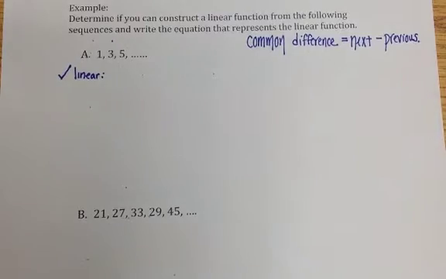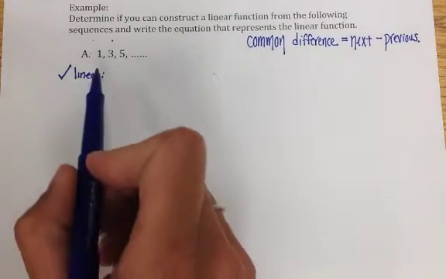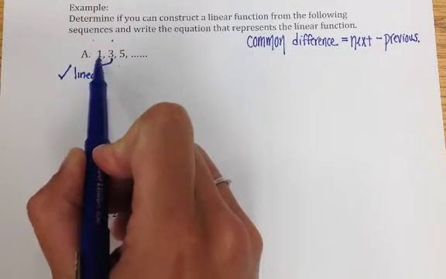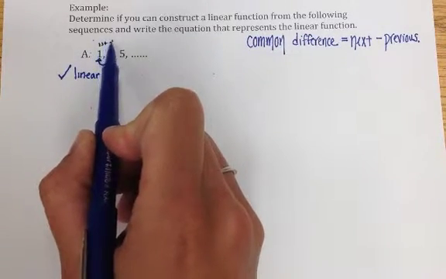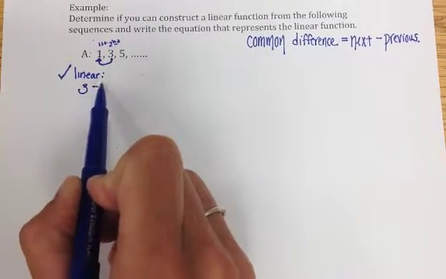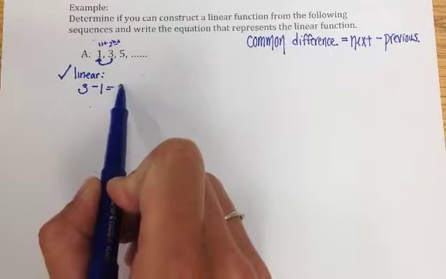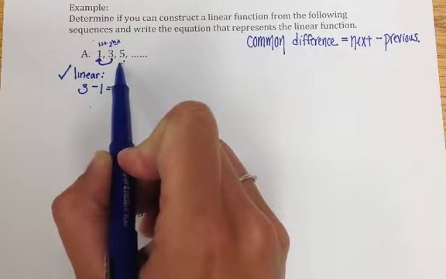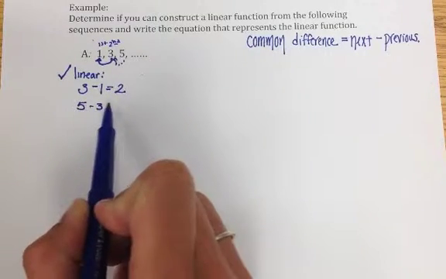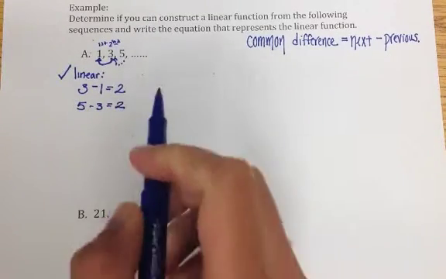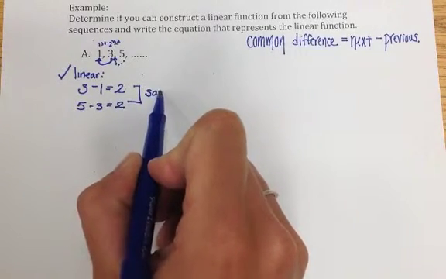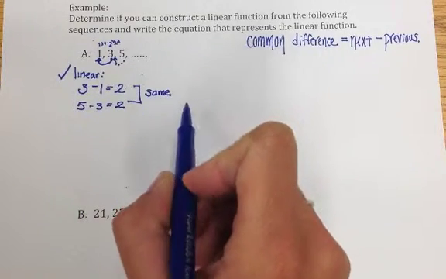To do that, we're going to take our next minus our previous. So we have 3 minus 1, because this would be our first term and this would be our second term. So we're going to have 3 minus 1, which equals 2. Then we're going to test again. Remember, we have to test all of our terms. 5 minus 3, which equals 2. So your common difference is the same, so we know that it's linear.